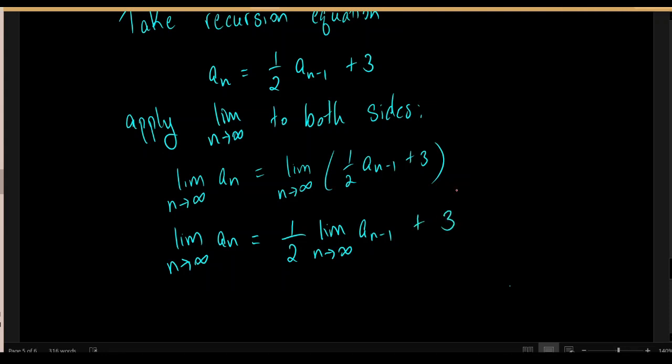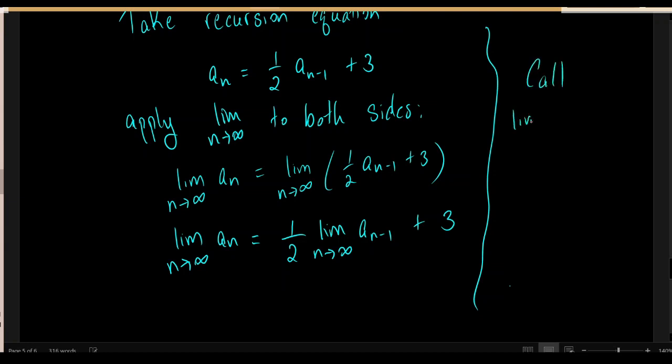And then add 3 to the result. So these two limits, the limit as n goes to infinity of a_n, and the limit as n goes to infinity of a_{n-1}, must be the same number. It's the same sequence, it's just that one of them is one step behind the other. On the far right horizon, when n is off to infinity, one step difference isn't going to matter.